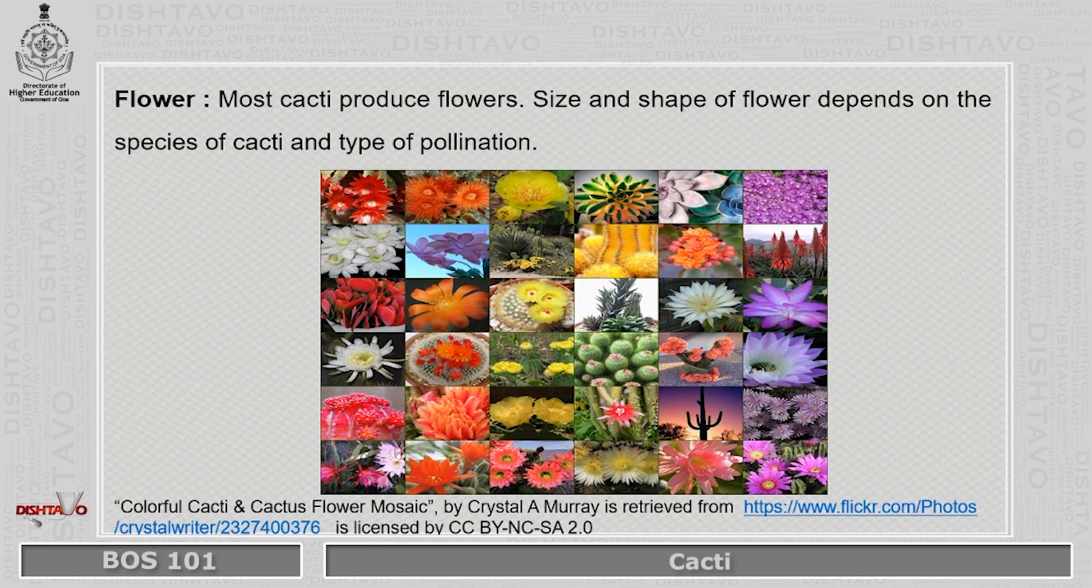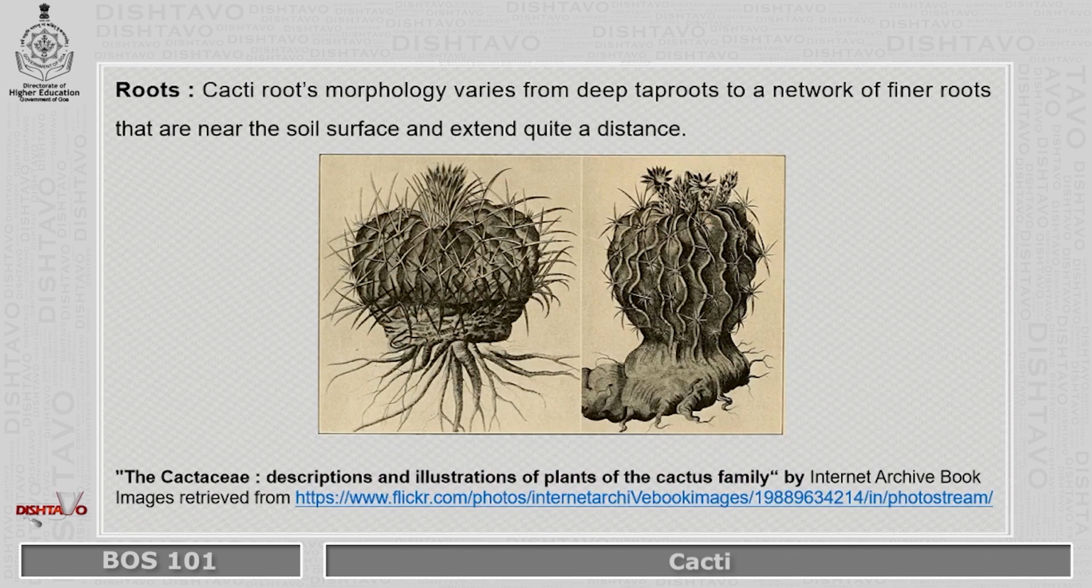Next is flower. Most cacti produce flowers. Again, the size and the shape of the flower depend on the species of cacti as well as the type of pollination they undergo. Now most cactus flowers are nocturnal, that is they bloom during night time. Roots. Cacti root morphology varies from a deep taproot to a network of finer roots that are near the soil and that can extend to quite a distance.